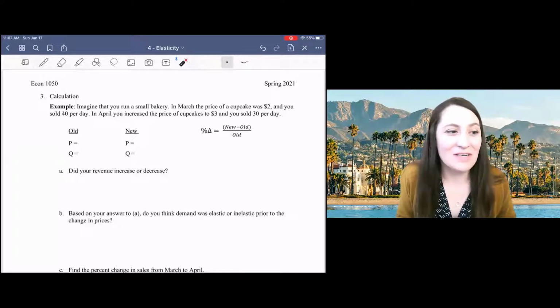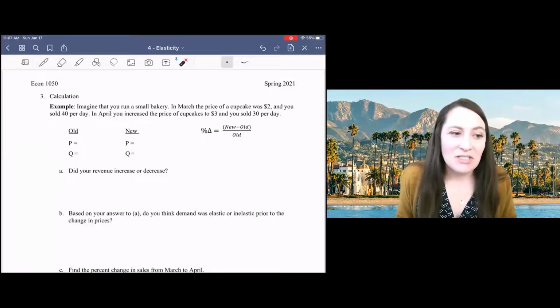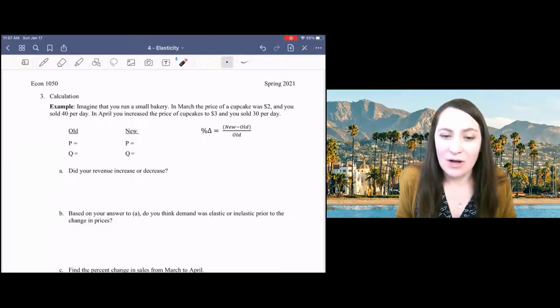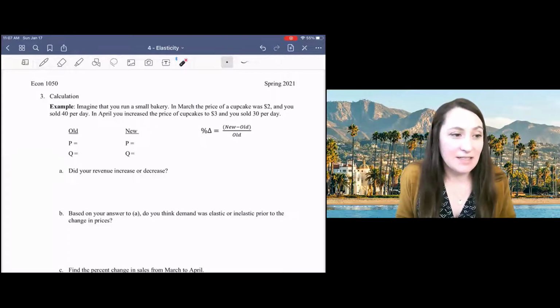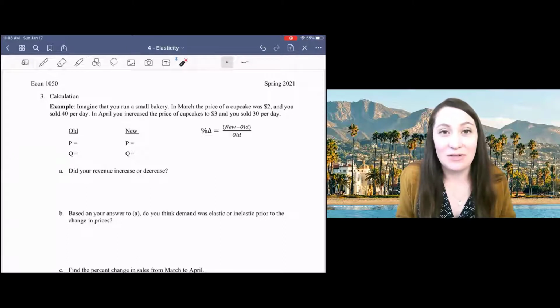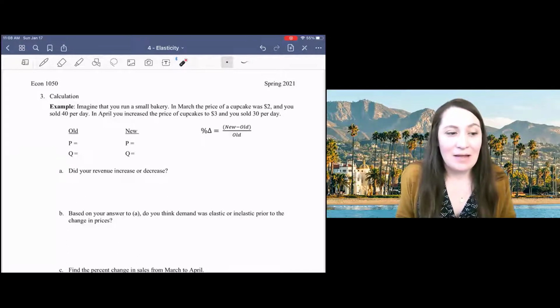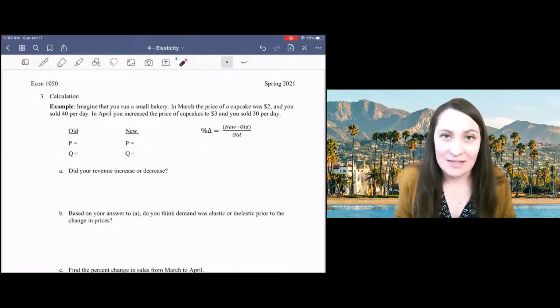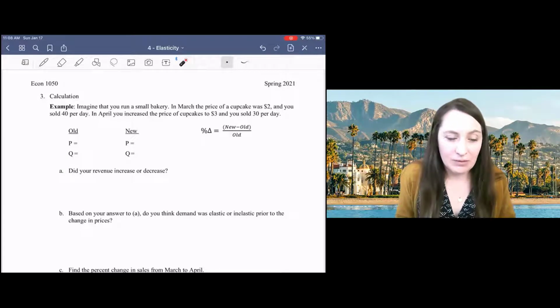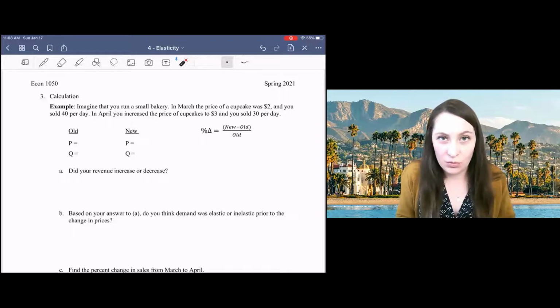Here we have our first number example for calculating elasticity. Imagine you run a small bakery. In March, the price of a cupcake was $2 and you sold 40 cupcakes a day. In April, the price of cupcakes was $3 and you sold 30 per day. We want to think a little bit about how the price change affected consumption in this example and what that means for total revenue.